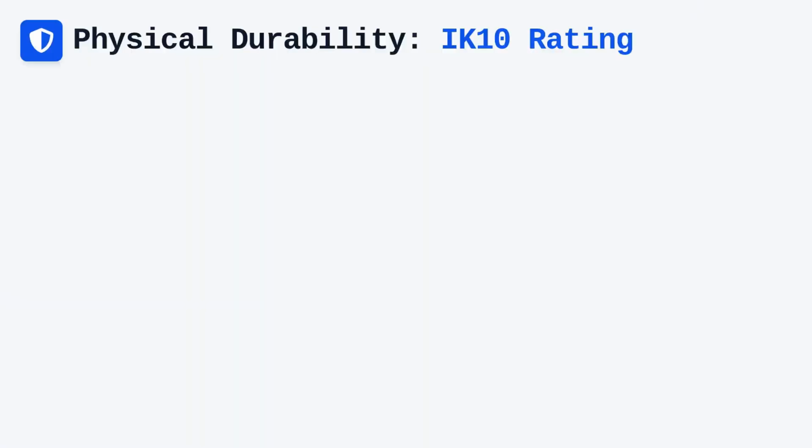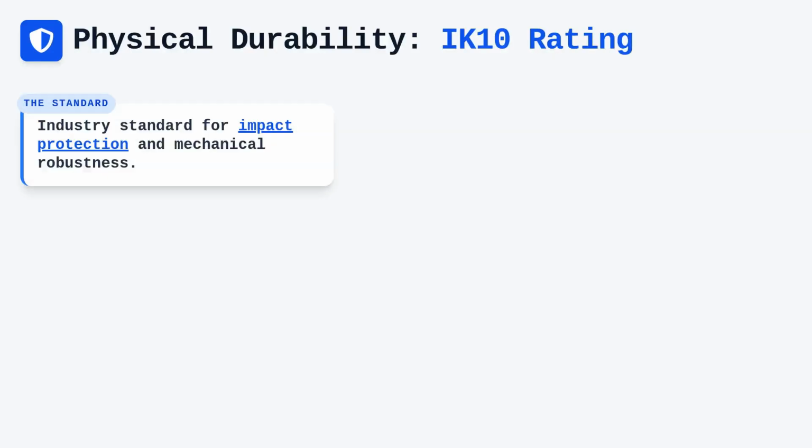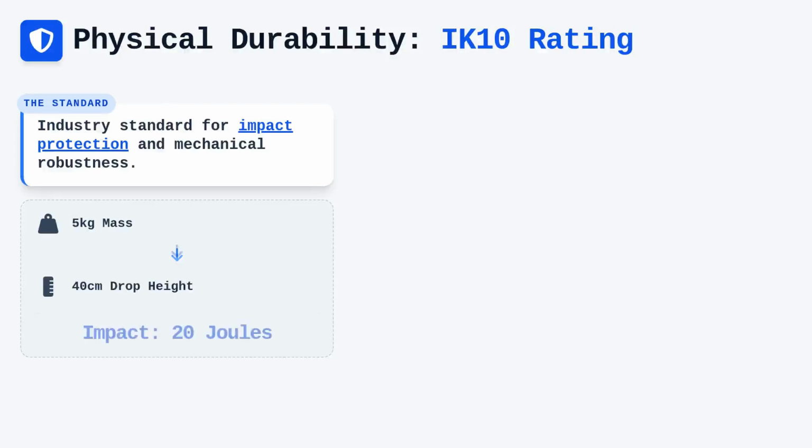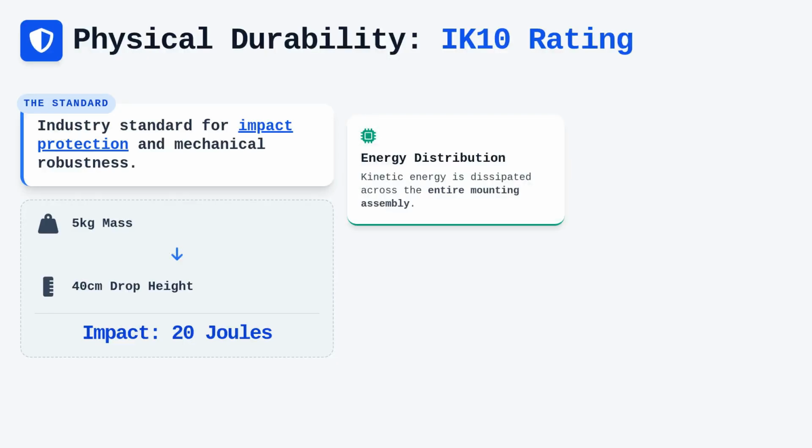When we talk about physical durability, the IK10 rating is the industry standard you must understand. An IK10 rating signifies that an enclosure can withstand an impact of 20 joules, which is roughly equivalent to a 5-kilogram mass dropped from 40 centimeters. This mechanical robustness is not just about the outer shell, but about how the kinetic energy of a blow is distributed across the entire mounting assembly.